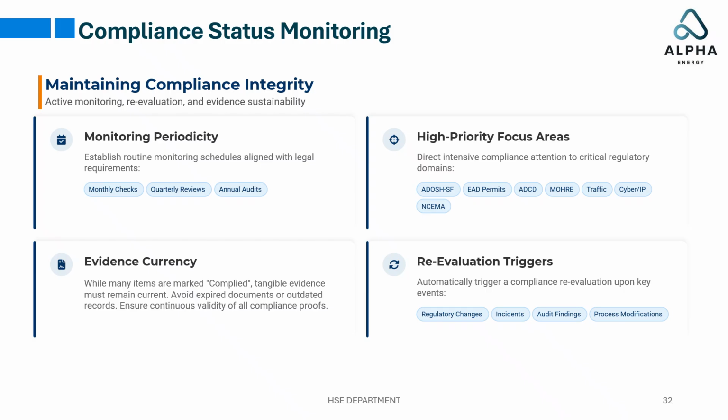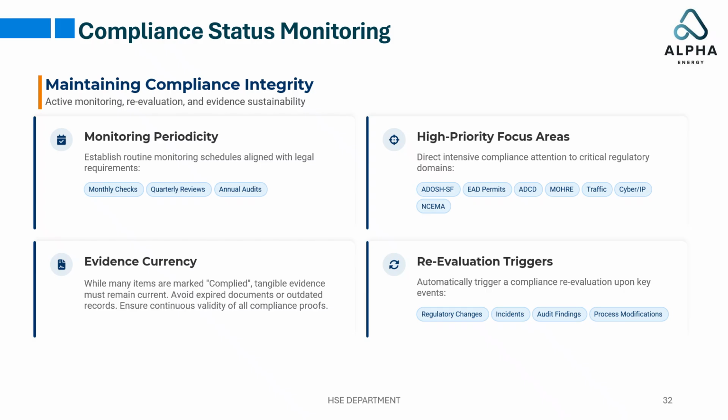Another important aspect is maintaining evidence currency. Even when a requirement is marked as complied, supporting documentation such as permits, inspection reports, certificates, and records must remain valid and up to date. Expired documents or outdated records can invalidate compliance status.